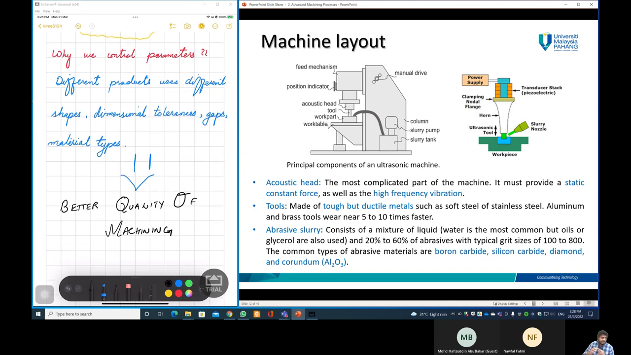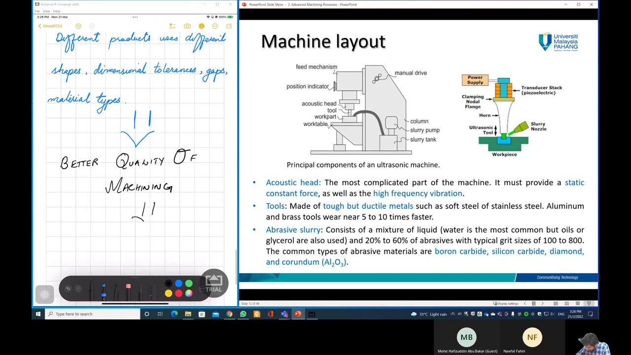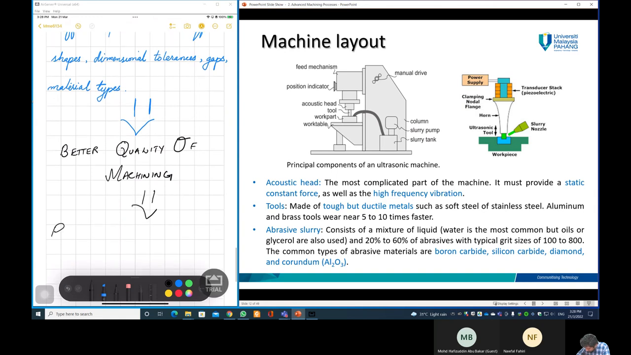So we control parameters to control the quality of machining of different material. But what is quality of machining? It depends on our requirement. So the quality of machining depends on my requirement.